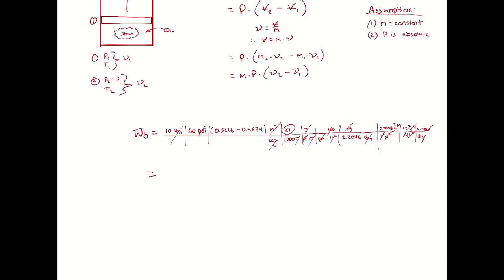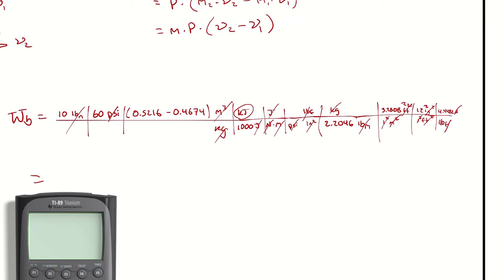So calculator, if you would join us, we can compute a result. We have 10, actually I'll put that in parentheses, 10 times 60 times the quantity 0.5216 minus 0.4674 times 3.2808 squared times 12 squared times 4.4482, and then I'm dividing that entire quantity by 1,000 times 2.2046, and then 1 squared and 1 squared and 1. Okay, so we get 101.7 kilojoules.